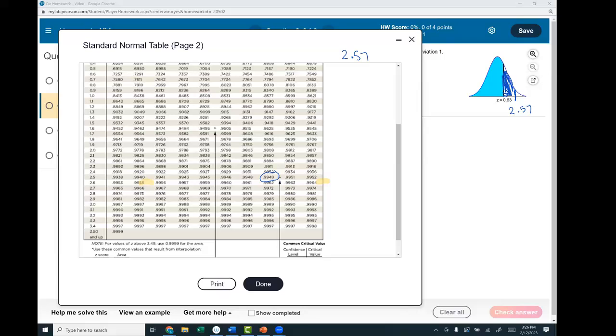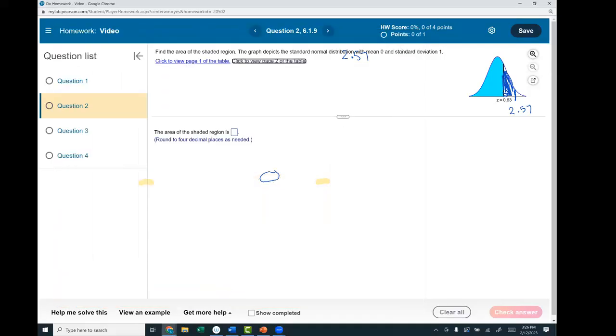Are you going to read the table? No, we got everything in StatCrunch. No worries. Erase all that. And we'll get to this problem in a little bit.